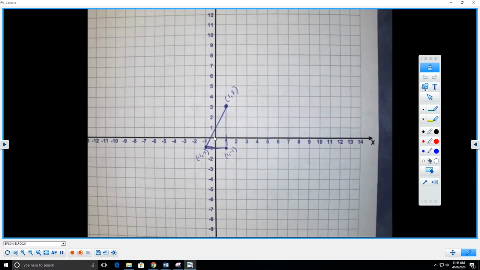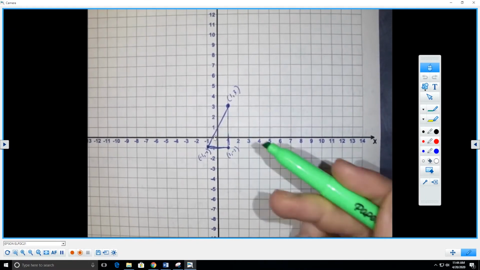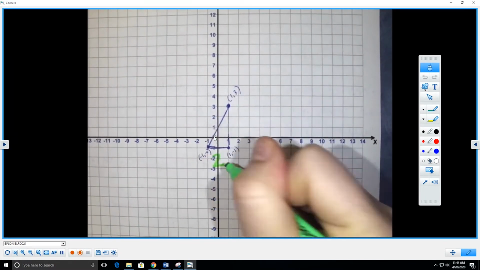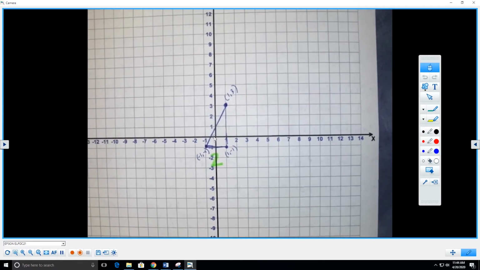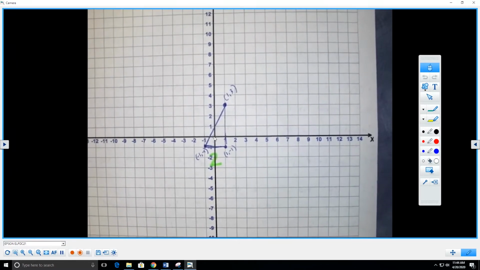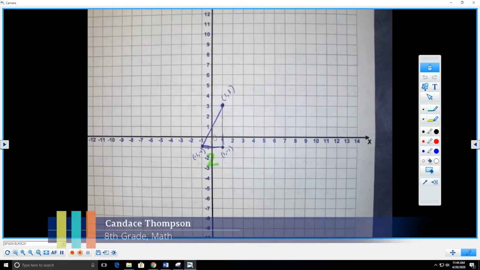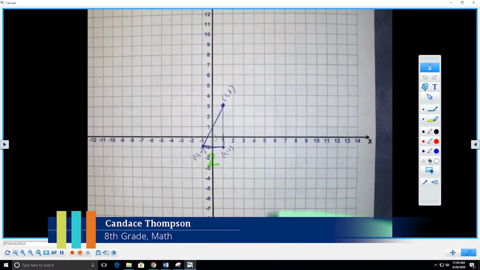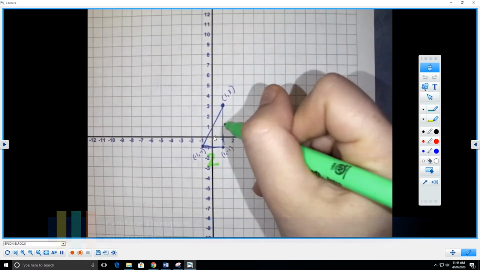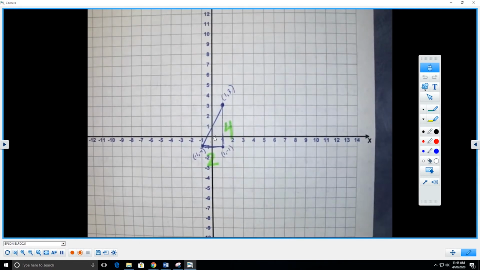Let me get a different color just so it's not all the same color. Let's try green. So this horizontal leg here is 2 units, okay? What about the vertical leg? Right, so the vertical leg is 4 units.